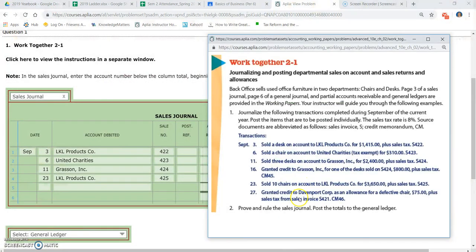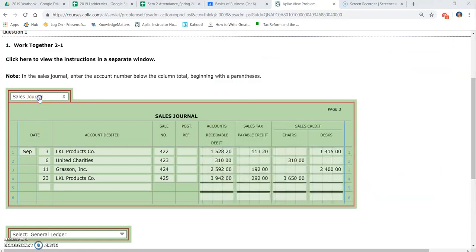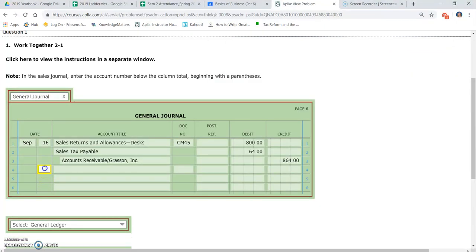Then we have one more return. It says we granted credit to Davenport Corp for a defective chair, and it was $75 plus sales tax from the invoice number 421. So what this looks like again is in our general journal. Pull that back up. This is happening on the 27th.